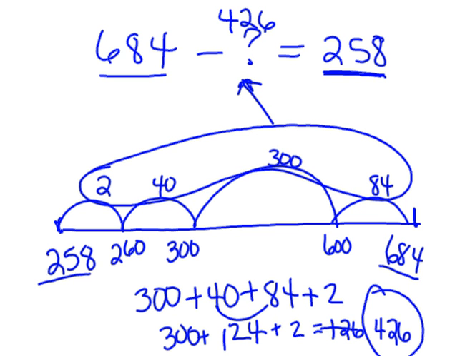I can check my thinking by starting at my 684, and I could leap backwards to 600, taking away 84, leap backwards 300, I would land on 300, leap backwards 40, I'd land on 260, and leap back 2, I'd land on 258. So an open number line is a great model, because it shows we can move in either direction on our number line.